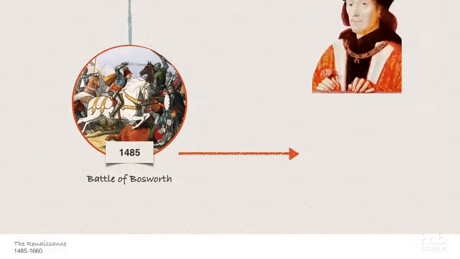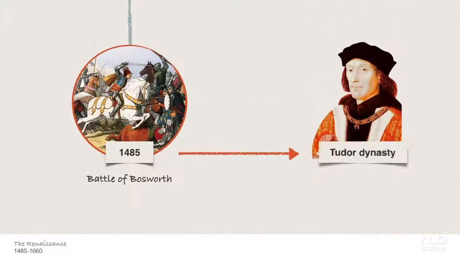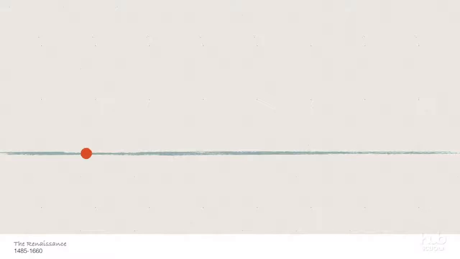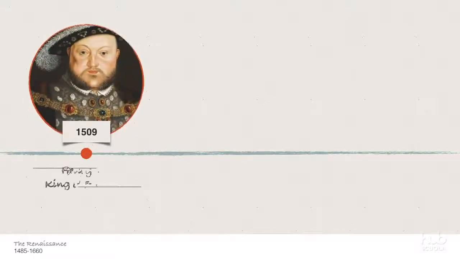The English Renaissance is considered to have started in 1485, when the victory at the Battle of Bosworth ended the War of the Roses and gave way to the beginning of the Tudor dynasty's reign. In 1509, Henry VIII becomes King of England and years later head of the Church of England after his divorce from his first wife, Catherine of Aragon.